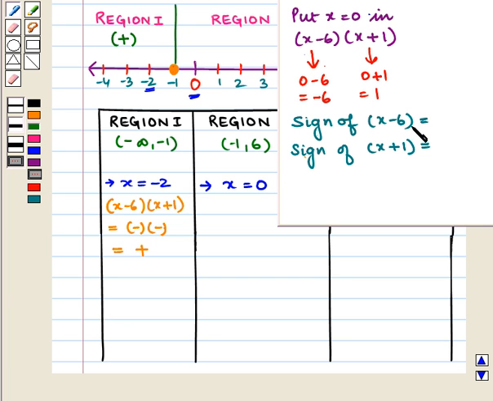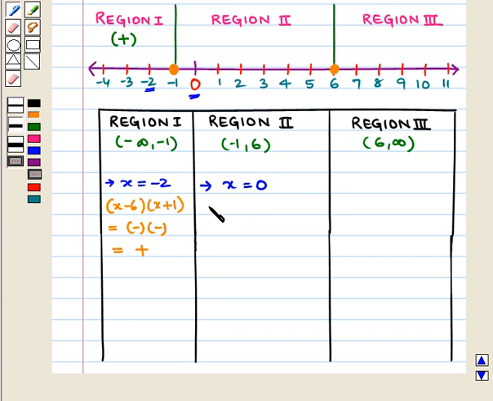So, sign of x - 6 is negative when we put x = 0 in this factor, and sign of x + 1 is positive when we put x = 0 in this factor. So, the sign of the product (x - 6)(x + 1) is equal to minus into plus, which is equal to minus. So, we write a minus sign on the number line for this region.